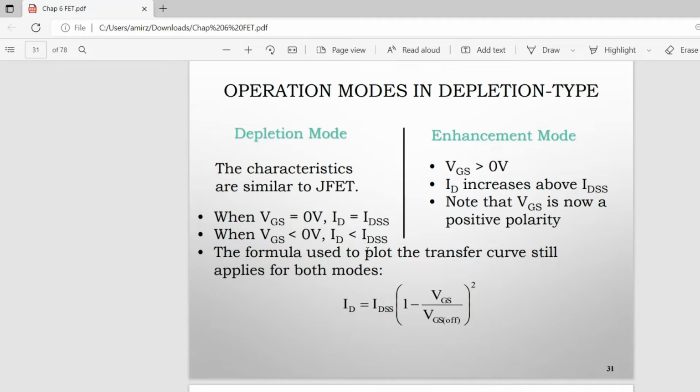The formula used to plot the transfer curve still applies for both modes, as we can see here, the formula. And then for the enhancement mode, VGS is higher than 0 volt, and ID is increased above IDSS, and note that VGS is now of positive polarity.